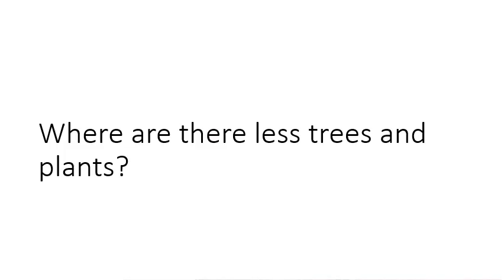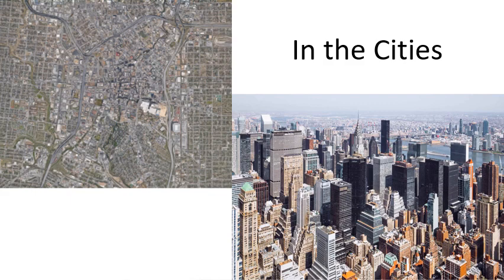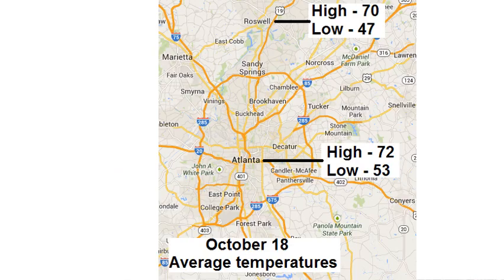So where are there fewer plants and trees? In the cities. You know, in cities, we cut down all of our plants and trees and we build buildings. And all of those buildings, when they get hit with sunlight, just get hotter. So therefore, cities are going to be hotter than the countryside because there are fewer plants and trees.